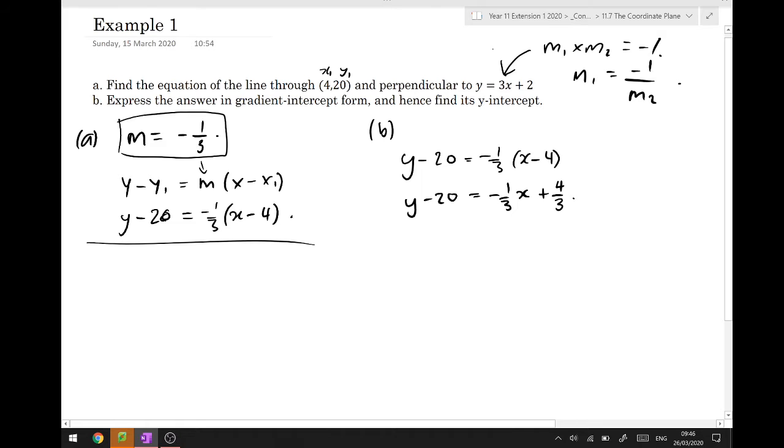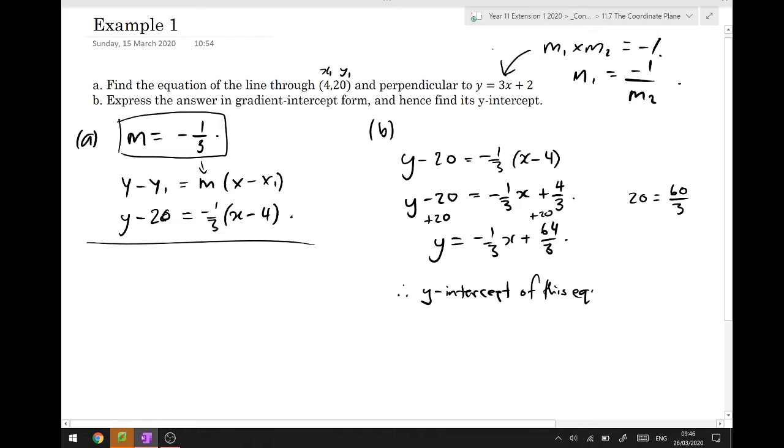Now I need to remove this minus 20 from the left hand side, so I'm going to add 20 to both sides. That gives me y is equal to negative a third x plus 4 on 3 plus 20. 20 is the same as 60 on 3, so 60 on 3 plus 4 on 3 just becomes 64 on 3. So therefore, my y-intercept of this equation is 64 on 3. And that's it. That's how we work it out.